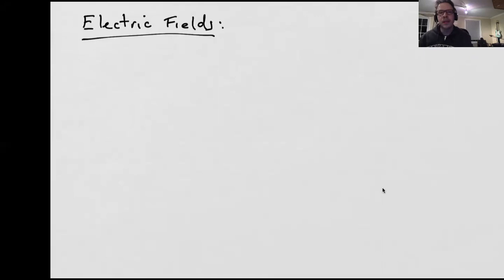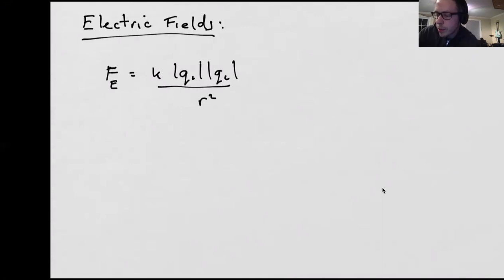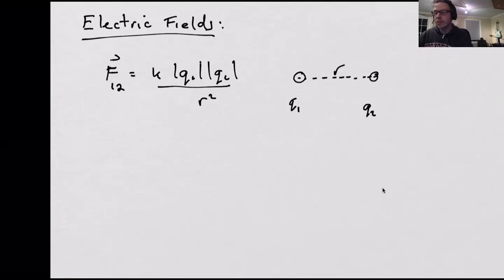Okay, so when we talked about electric force, let's remind ourselves what the formula was. The electric force, we said by definition, is K Q1 Q2 over the distance between those objects squared. And we had a better way of writing this: the force that one puts out on two looks something like this. If Q1 is here and Q2 is here, I remind you that R, as always, represents the distance from center to center.